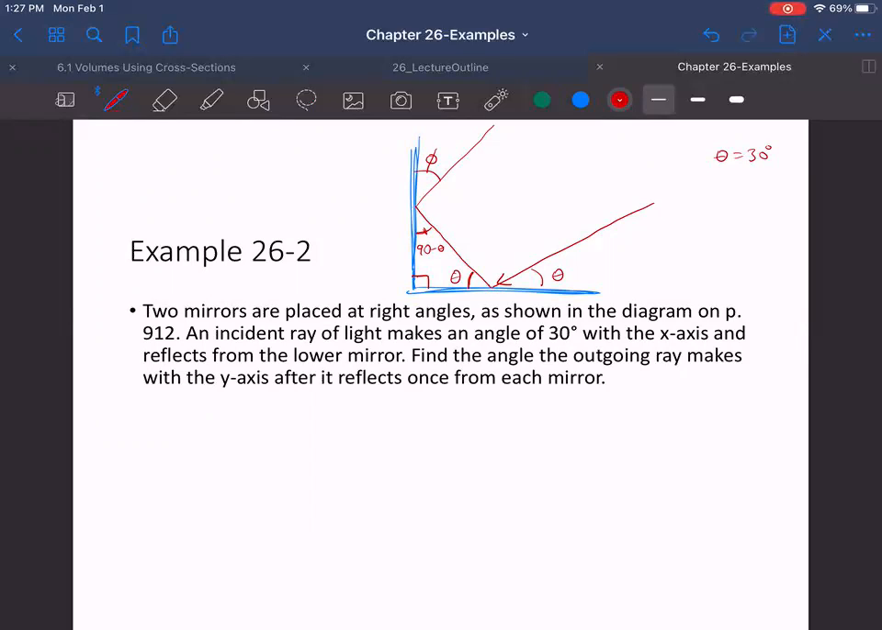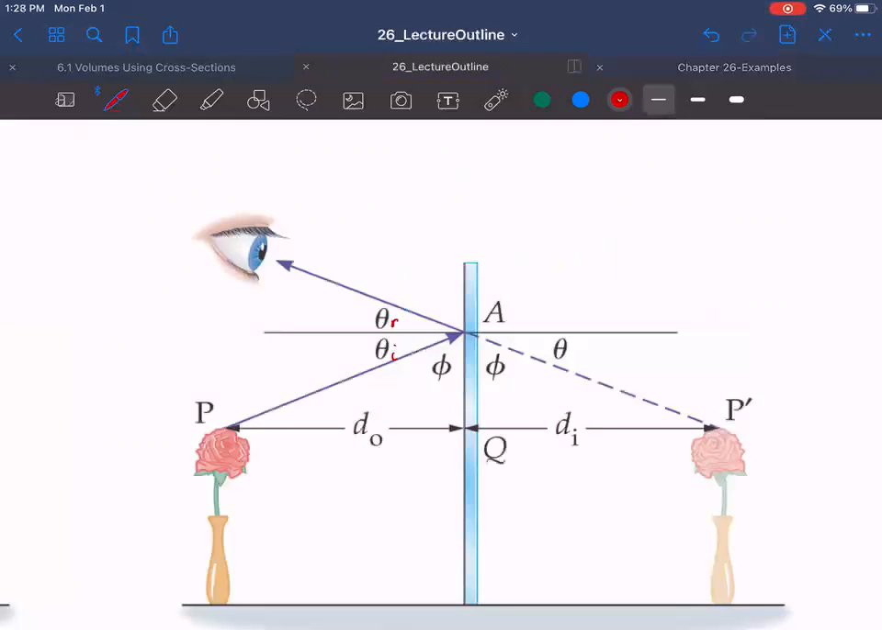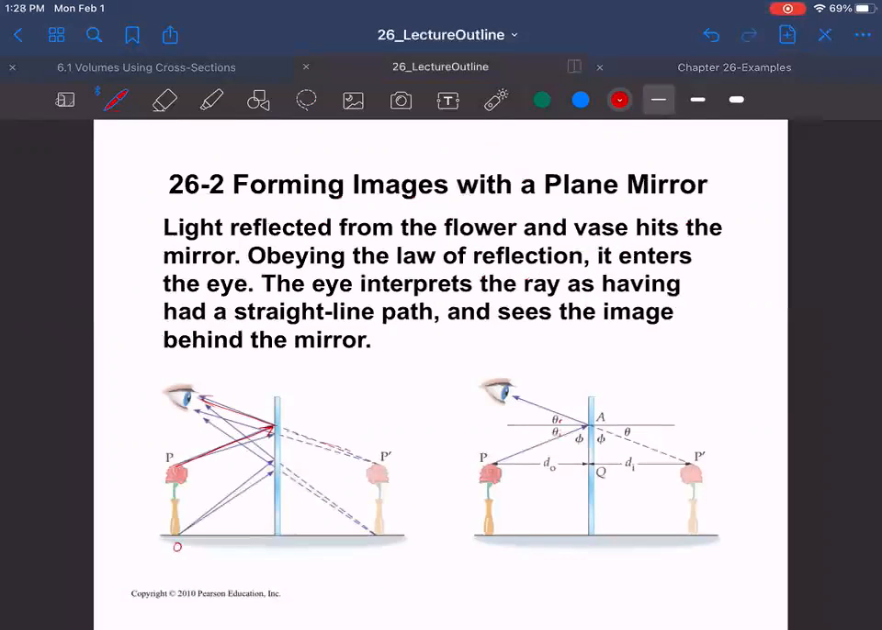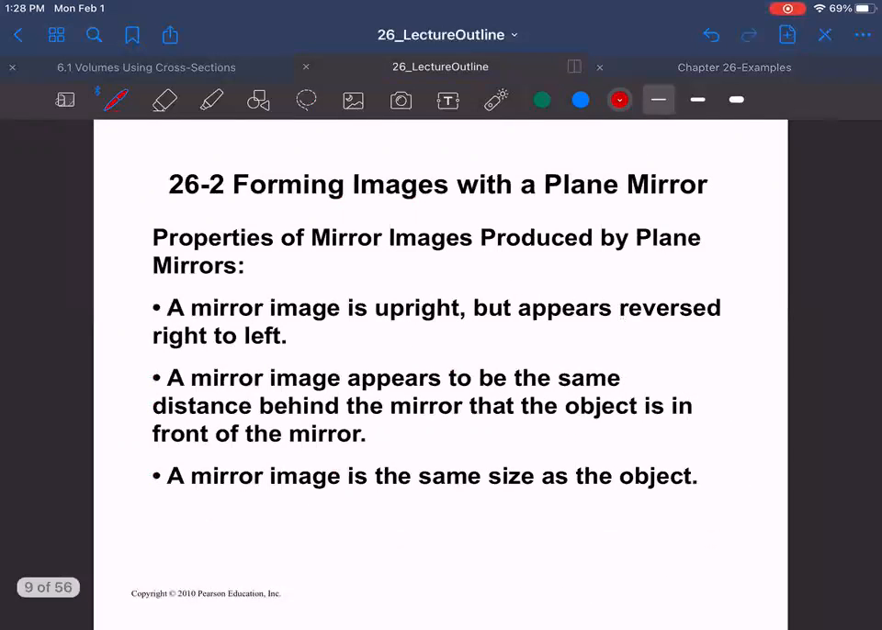So let's get back to our lecture thing here. Okay, so we have that. Now let's take a look here. Forming images with a plane mirror. Properties of mirror images produced by plane mirrors. A mirror image is upright. As soon as you see that upright, you're going to associate that with virtual images. Okay, so I'm going to go ahead and put that here because I want to start really getting you thinking about it. Virtual images are going to be upright.